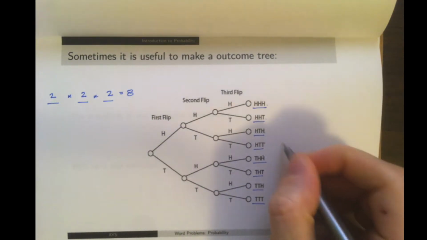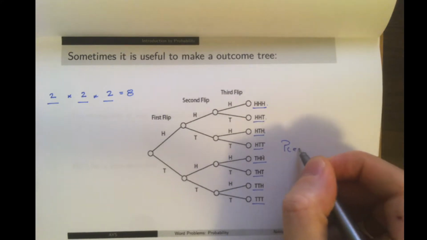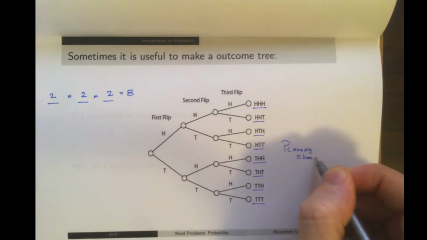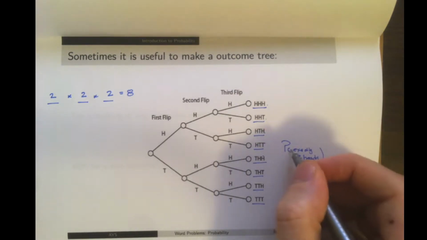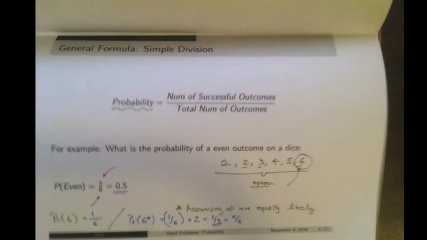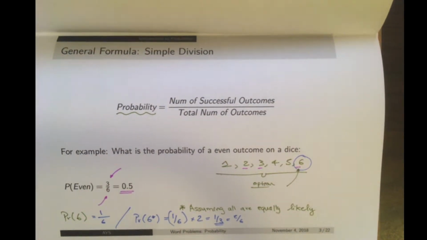So my probability of exactly 2 heads, I think that was the question. Let me double check. Fair coin is tossed 3 times. What is the probability that it will turn up heads exactly twice?